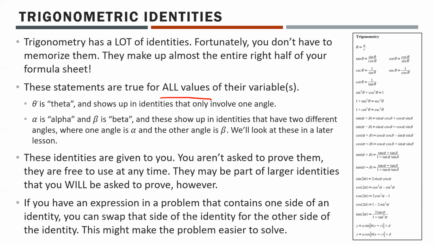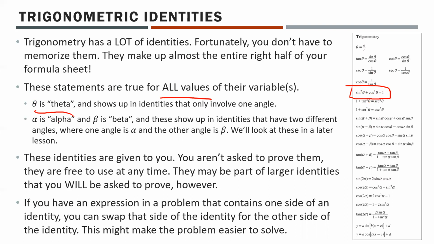Just so you know, this letter here, of course, is theta. We're familiar with that. It shows up in identities that only have one angle. So like this one right here only has theta in it because there's only one angle. These angles are the same thing, right? So maybe sine squared of 50 plus cos squared of 50, that's always going to equal 1. We'll talk about that particular identity a little later today.